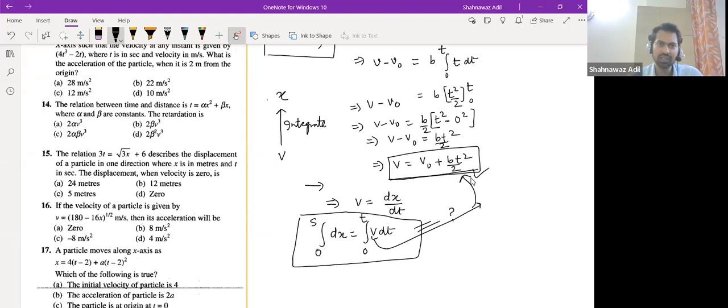Yes, Khudeja. If you're not comfortable with the microphone, you can write in the chat box whether you are understanding it or not. Have you learned differentiation and integration before, Khudeja?